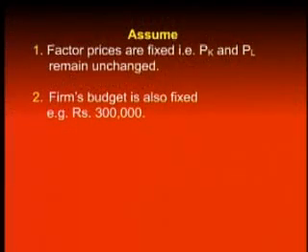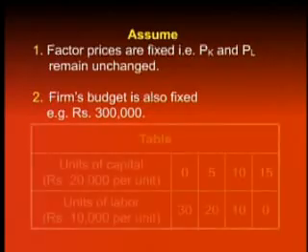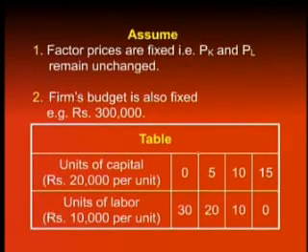Assume here first that factor prices are fixed. That is, the price of labor and the price of capital are fixed. And assume also that the firm's budget is fixed. Let's say that the firm's budget is rupees 300,000. Now a table can be constructed showing the various combinations of factors that the firm can use for a particular budget, which in this case is rupees 300,000.